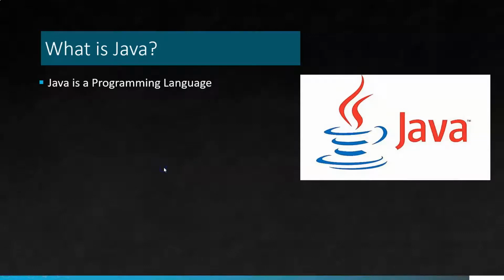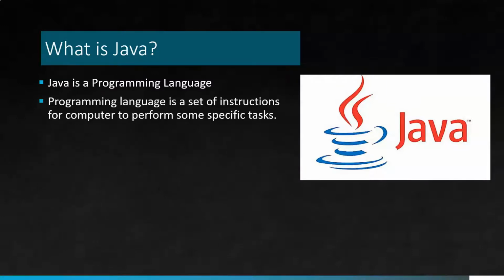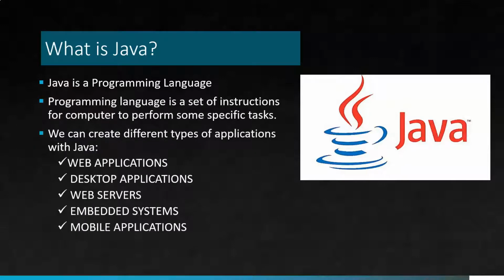Let's start by learning what is Java. In layman terms, Java is a programming language. And when it comes to programming language, it's nothing but a set of instructions for a computer to perform specific tasks. We can create different types of applications in Java, including web applications, desktop applications, web servers, embedded systems, mobile applications, and the list goes on.